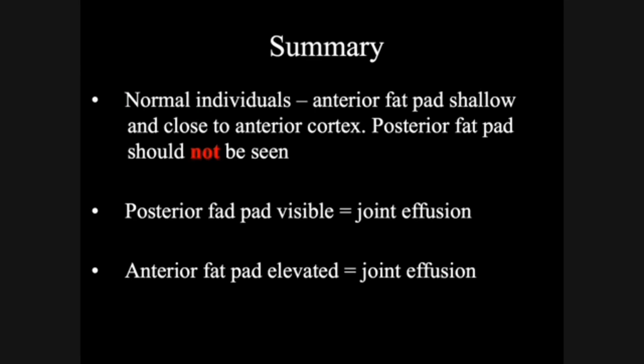In summary, normal individuals are allowed to have a shallow anterior fat pad which is close to the anterior cortex, but the posterior fat pad should never be seen. If it is seen, this is synonymous with a joint effusion, and if you have an elevated anterior fat pad, this is synonymous also with a joint effusion. And the rule of thumb is that if you have a joint effusion without a visible fracture, the diagnosis is likely to be a radial head or radial neck fracture until proved otherwise.